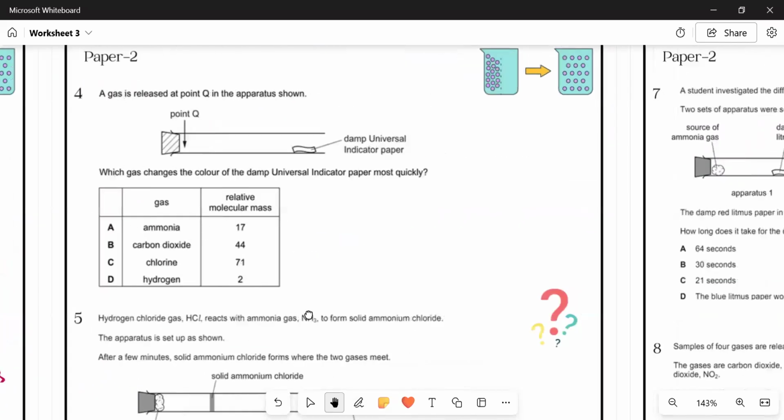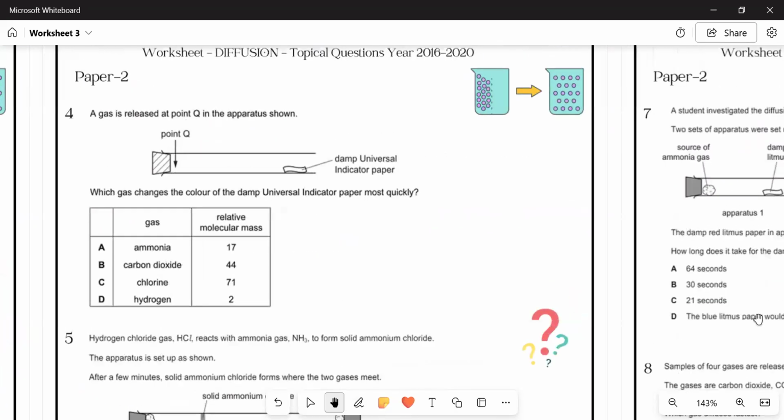Okay, then we have the next question. The gas is released at point Q. This is point Q and the gas is released at this point. Then we have a damp universal indicator paper. Which gas changes the color of the damp universal indicator paper most quickly? Means which is the fastest?